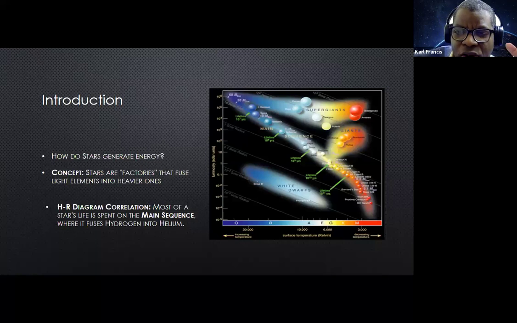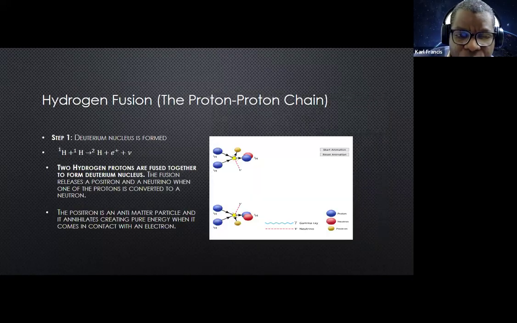Right, so the really big stars are going to burn through their life really quickly, while the smaller stars are going to burn through their life slower and cooler. Okay, so let's keep that in mind as we go forward. There are 3 steps to the proton-proton chain.